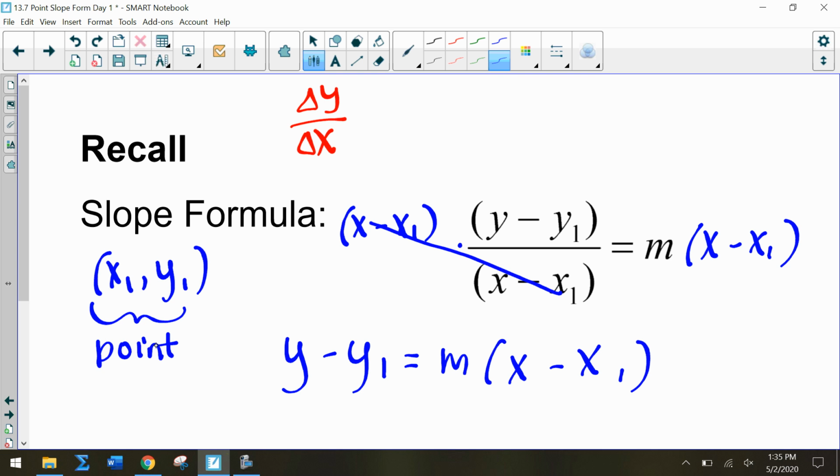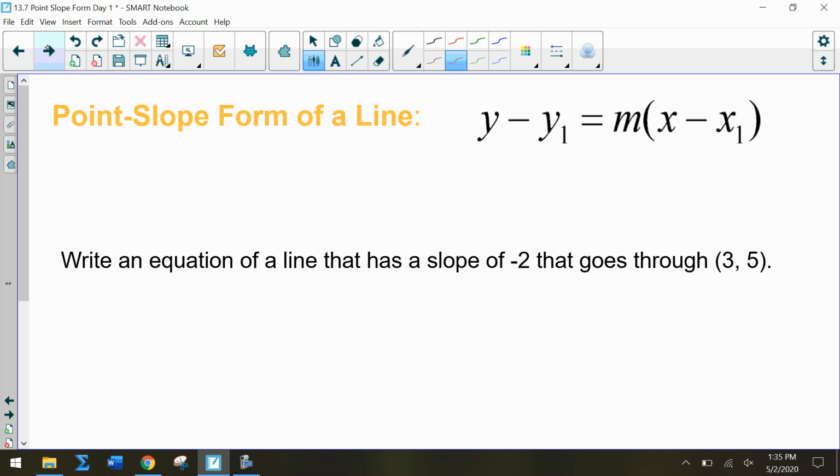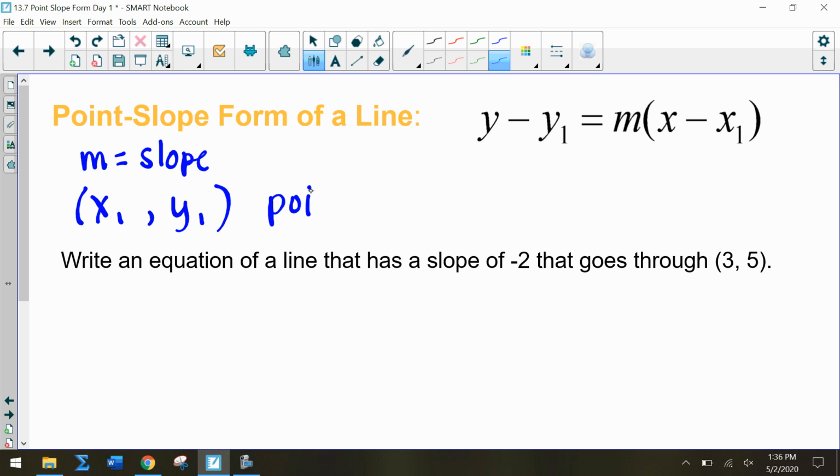So this is a form of a line where we can input a point and the slope. This is the last form of a line that we'll be discussing this unit, and it's called point-slope form of a line, where m is your slope and (x1, y1) is a point on the line. This is a form that you need to memorize.